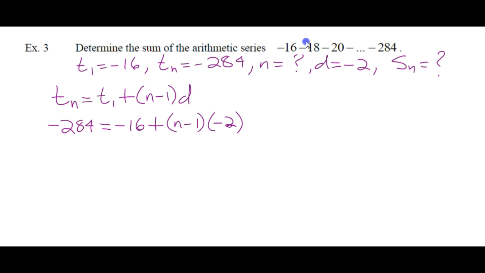So what we're going to do is solve that, which luckily is reasonably easy. What's the first thing you should do? Step 1: add 16 to both sides. So what's that become? Negative 268.